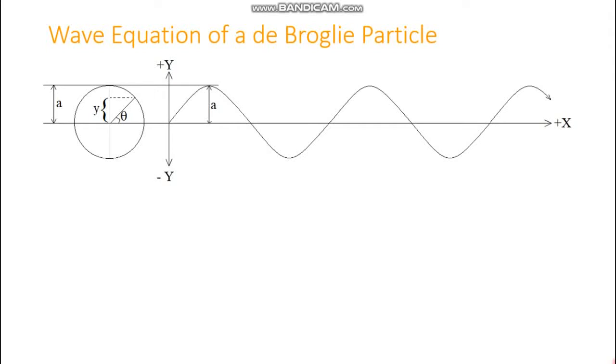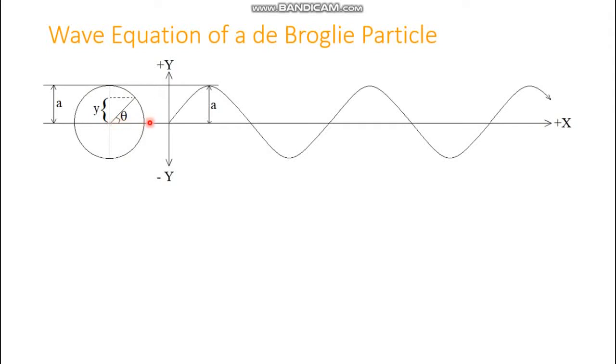Now let's move on to the Schrödinger wave equation, but before that we have to discuss the wave equation of a de Broglie particle. Let us consider a particle which is moving along a circular path like this. Look at the movement of the cursor here. So it is producing some angle theta. When the particle is here, the angle theta is 0, and its projection on the y-axis is here.